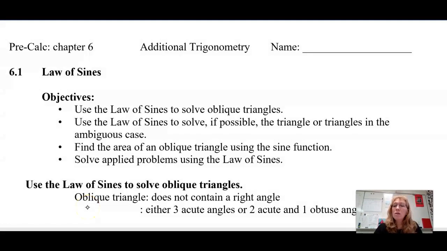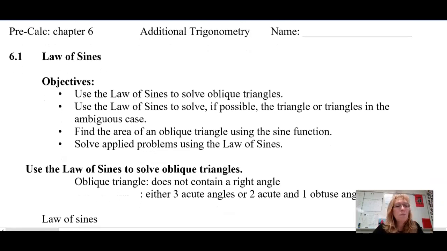Alright, today we're going to solve oblique triangles, and those are just larger, they have different possibilities, and you can have one, two, or no triangles depending on what we're given. With the ambiguous case, we're going to use law of sines, and let's get going.